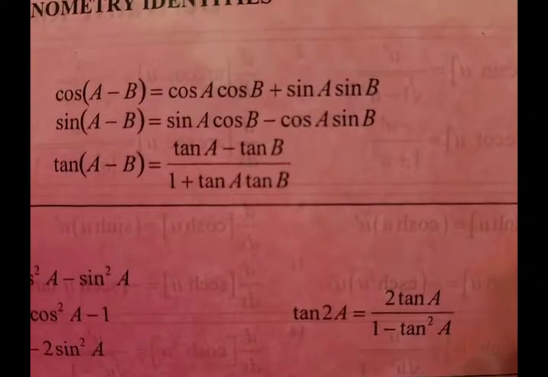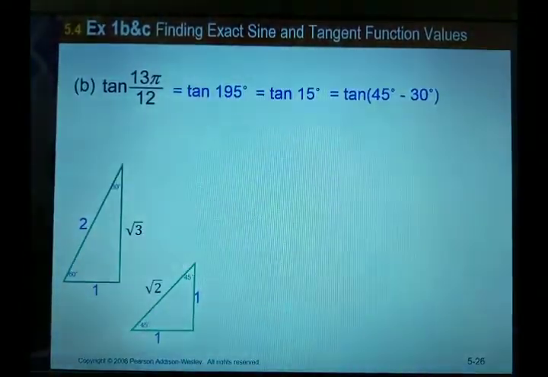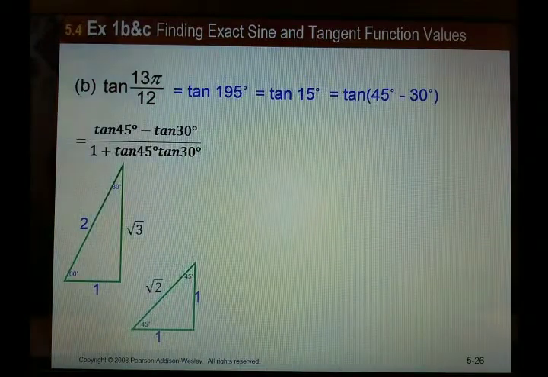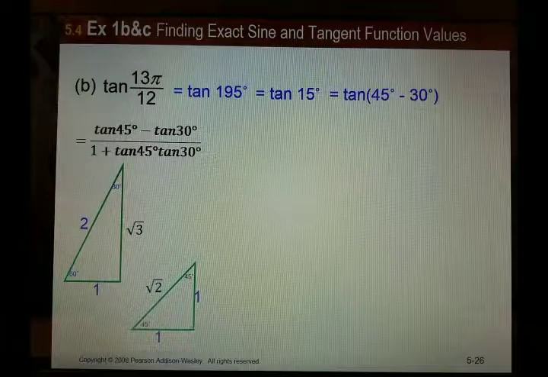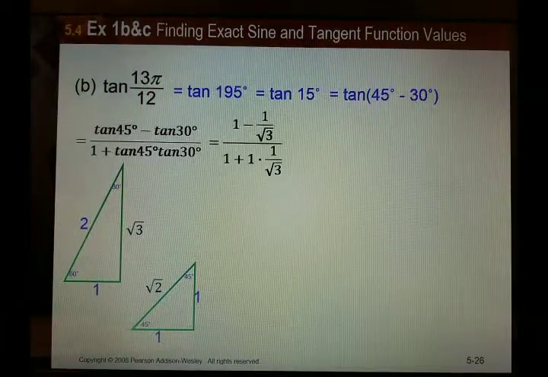So the tangent of A minus B is going to be tangent of A minus tangent of B, and then that's over 1 plus tangent of A times the tangent of B. And again, everywhere there's an A, plug in 45. Everywhere there's a B, plug in the 30, please. So I've done that. Tangent of 45 is 1.